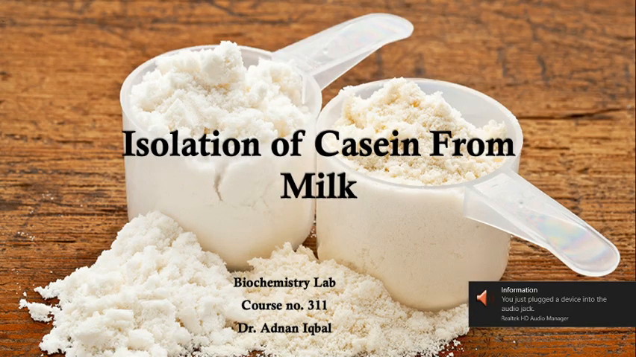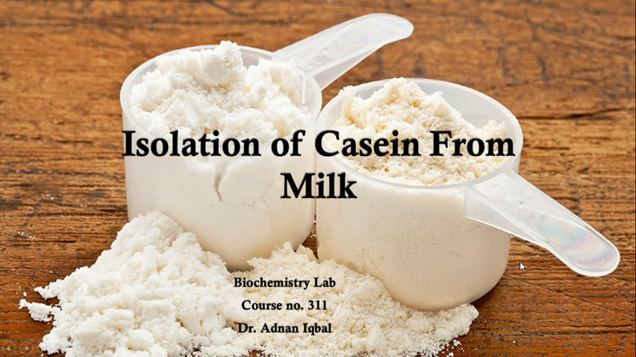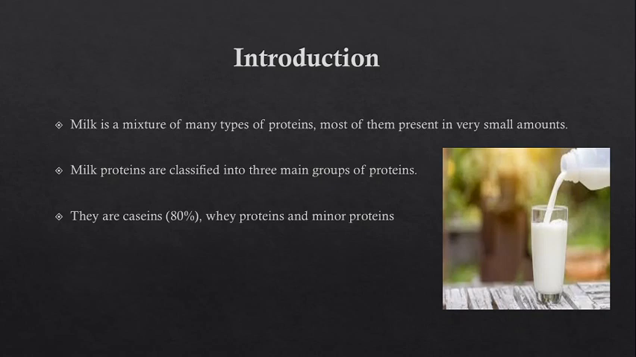In this video, we are going to talk about an experiment from the biochemistry lab, which is the isolation of casein from milk. All of you have taken milk in your life, and the reason you take milk is because it is a very good source of proteins. There are three types of protein found in milk. One is casein, the second is the whey proteins, and the third is a group of minor proteins. Casein constitutes about 80% of the proteins of the milk. So casein is the major protein, and the remaining ones are the whey proteins and the minor proteins.